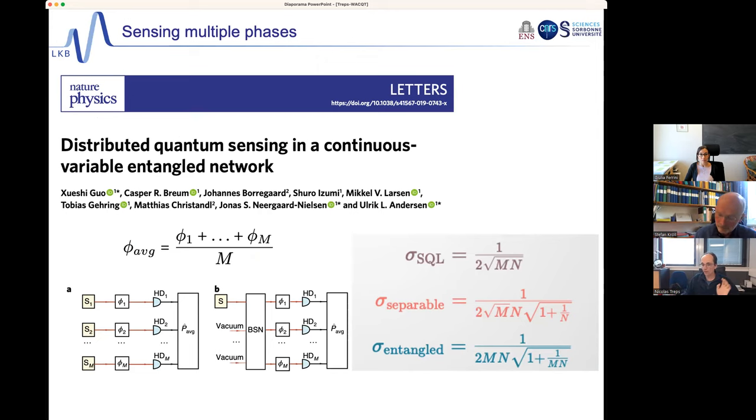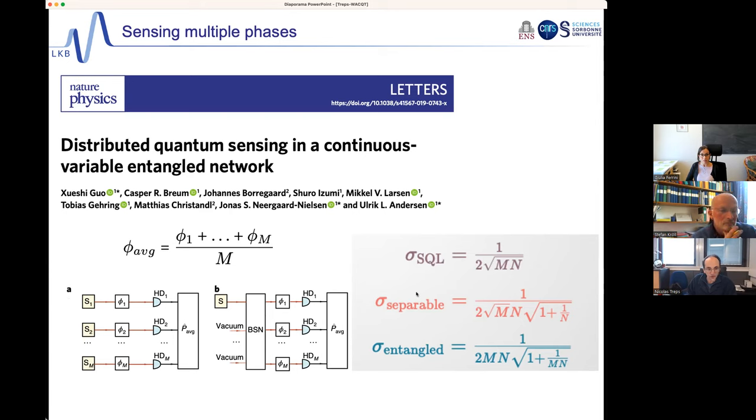Distributed sensing, it's always about phase. In distributed sensing, you have a phase you want to measure, but now your phase is distributed among many beams, like phi 1, phi 2, phi M. And what you want to measure is the average of all these phases. And here again, you can calculate the standard quantum limit, so what you can do with current states.